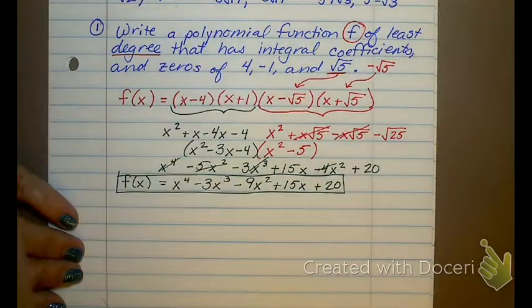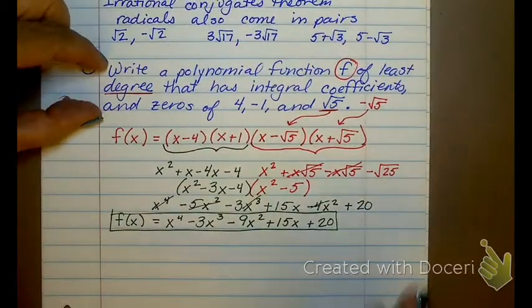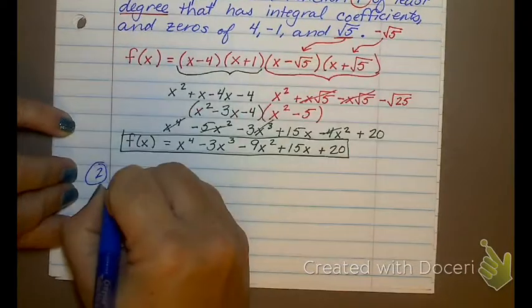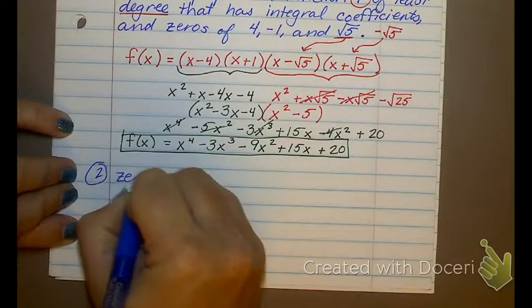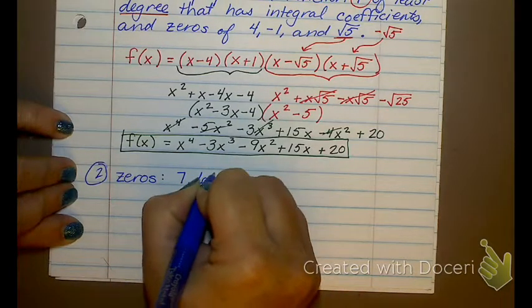Okay? For the next one, I'm not going to write out this whole paragraph. Just know that that's the same instructions. I'm just going to give you the zeros. Is that okay? So here are our zeros. 7 and 6i.